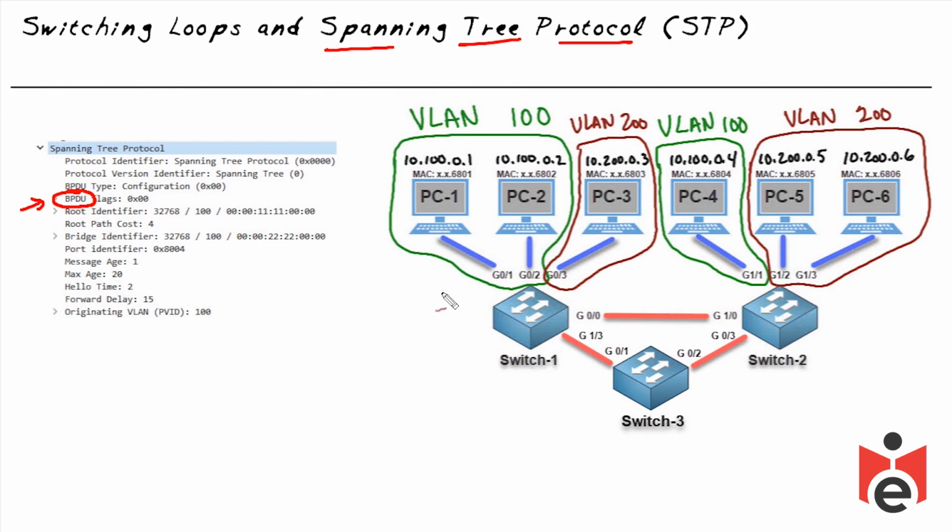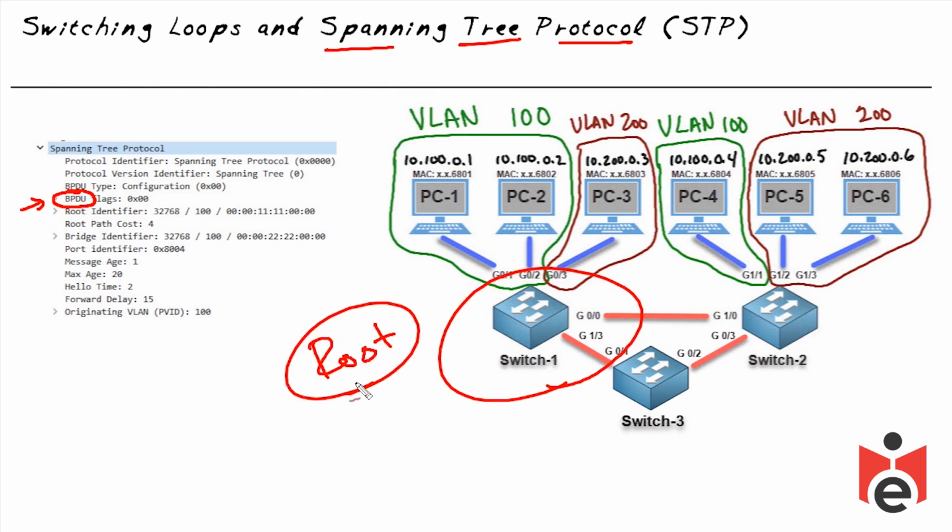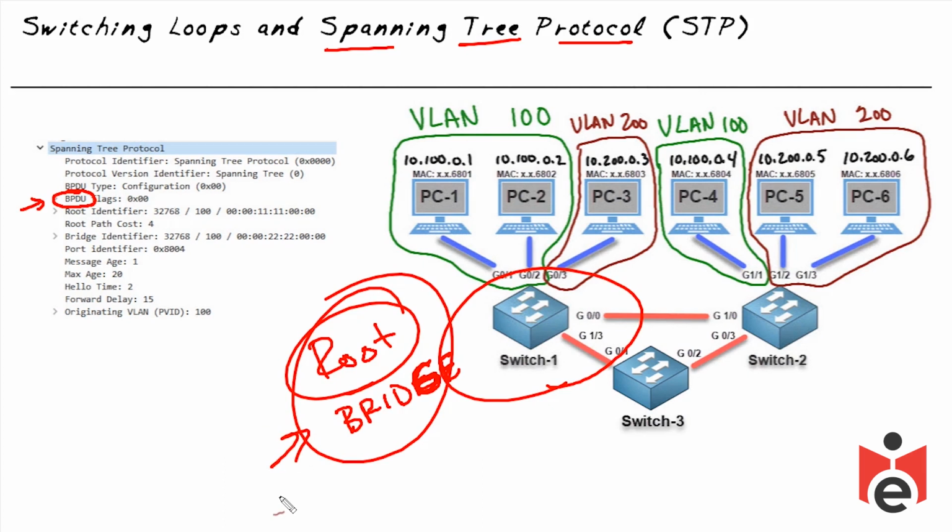And during that process, one of the switches is going to be identified as the root. Think of it as the King Kong of the spanning tree topology. And it's referred to as the root bridge. And the reason it's called a root bridge is because when this was developed many, many years ago, we had bridges, layer 2 switching devices called bridges. Now we use switches instead of bridges. However, the term is still root bridge for the King Kong of the spanning tree topology.